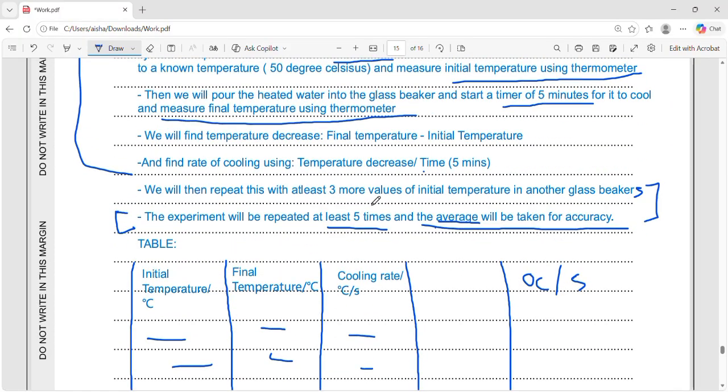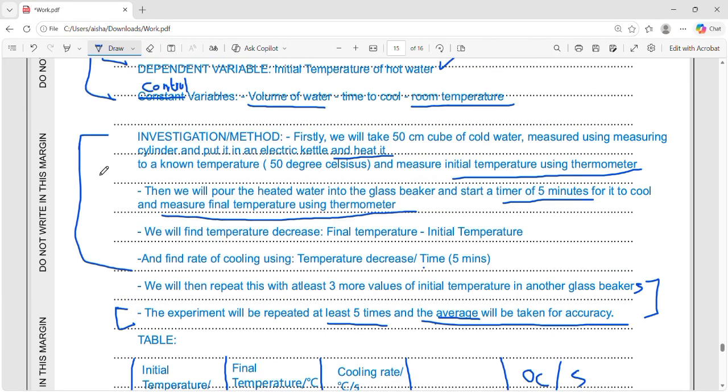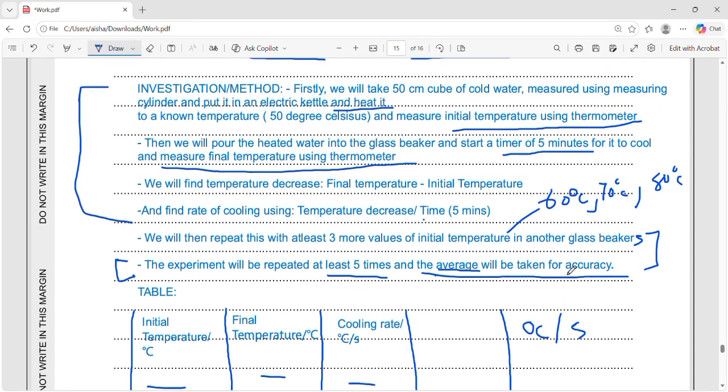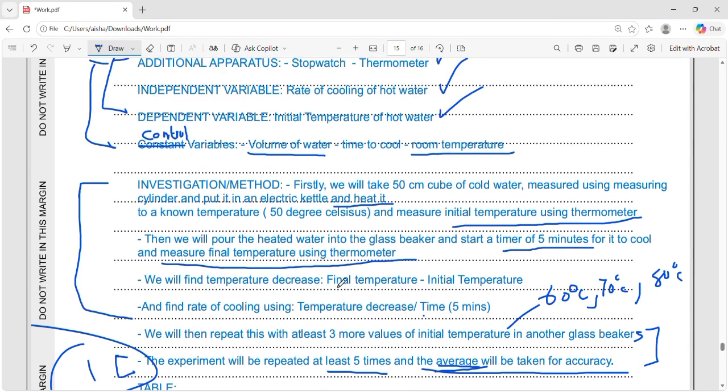And then this is also really easy marks. We will then repeat this with at least 3 more values of initial temperature, because this is just for 1. We need to do this same thing but for at least 3 more in another glass beaker. Maybe if this was 50, then the initial temperature could be 60, then 70, then 80, as 3 more. Okay, now this is for 4 values. Then the whole experiment will be repeated at least 5 times. Writing this alone gets you 1 mark. The experiment will be repeated at least 5 times, and the average will be taken for accuracy. Average is the keyword over here.